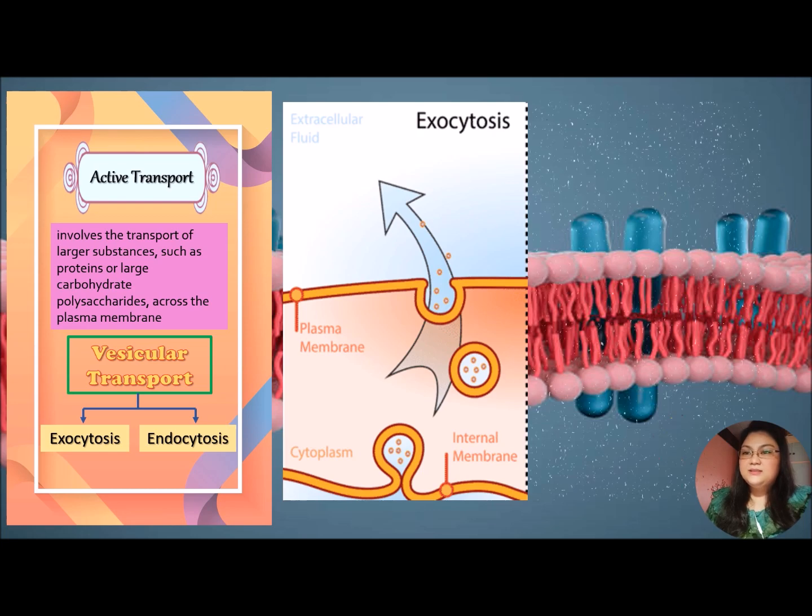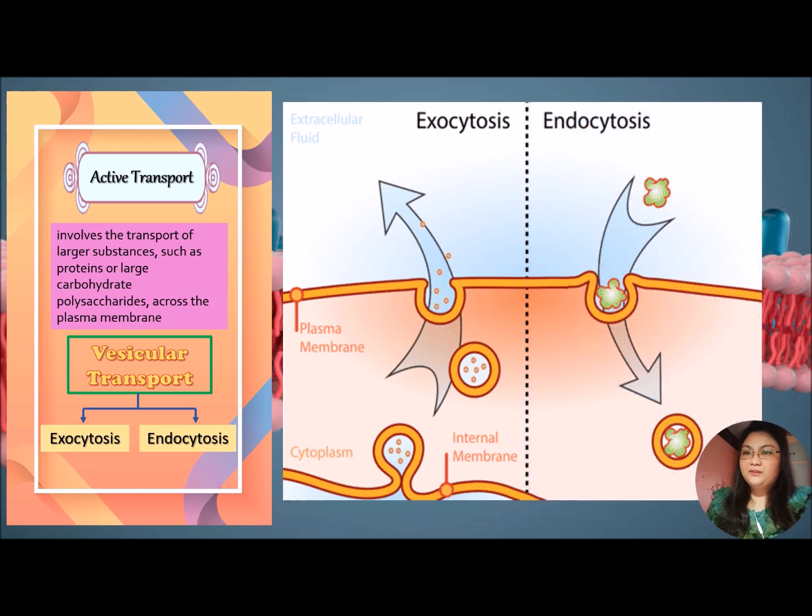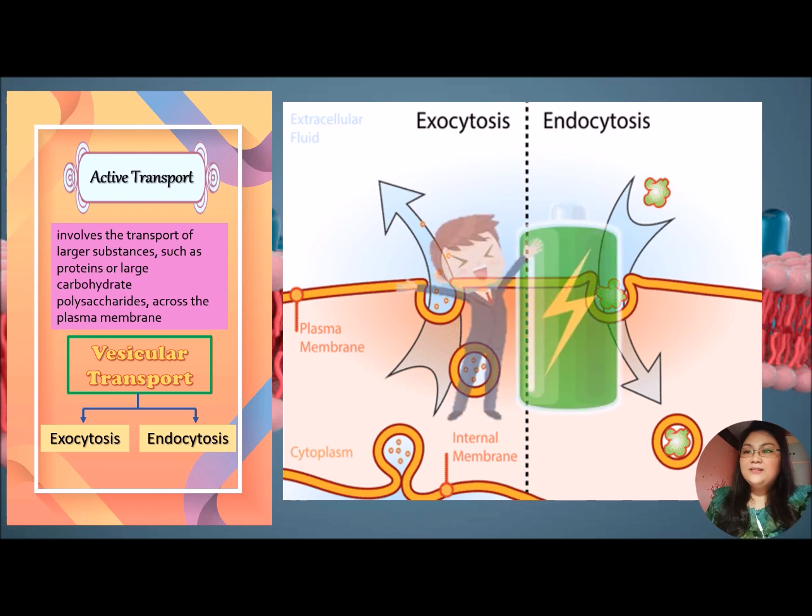In endocytosis, the plasma membrane kind of traps a substance by folding inward. The lipid bilayer then fuses to form a vesicle surrounding the substance. One last thing to note, both vesicular transport processes, endocytosis and exocytosis, require energy.